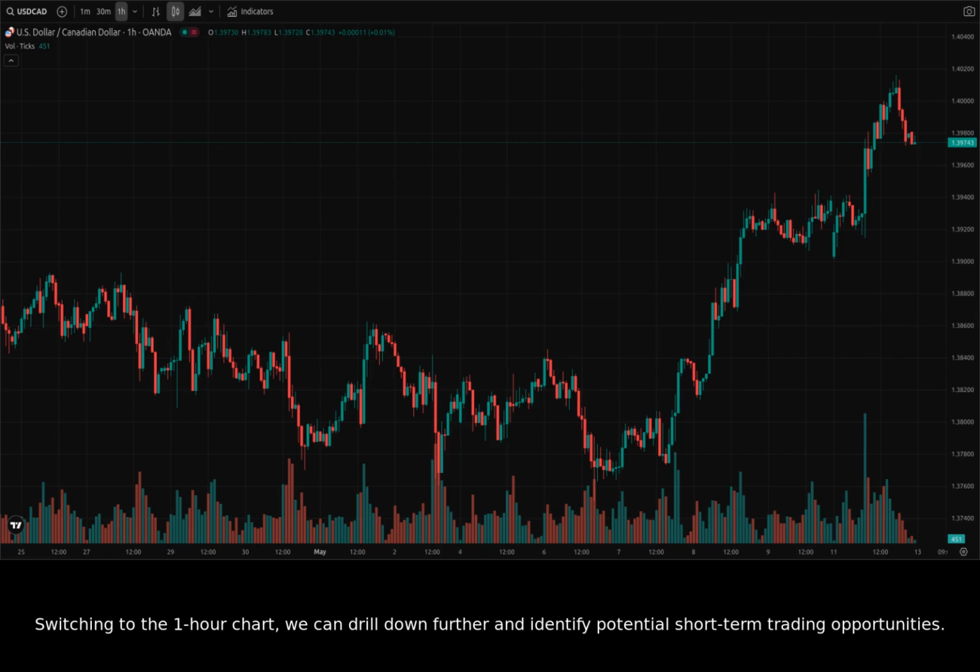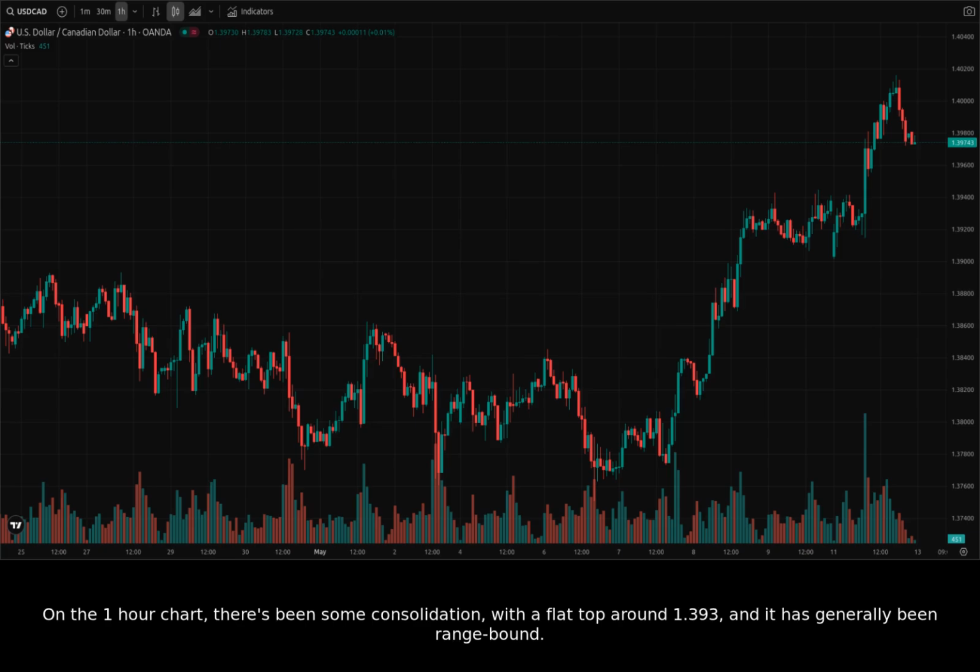Switching to the one-hour chart, we can drill down further and identify potential short-term trading opportunities. Let's analyze the hourly candles from the past few days to gauge intraday momentum and potential reversal points. On the one-hour chart, there's been some consolidation, with a flat top around 1.393, and it has generally been range-bound.